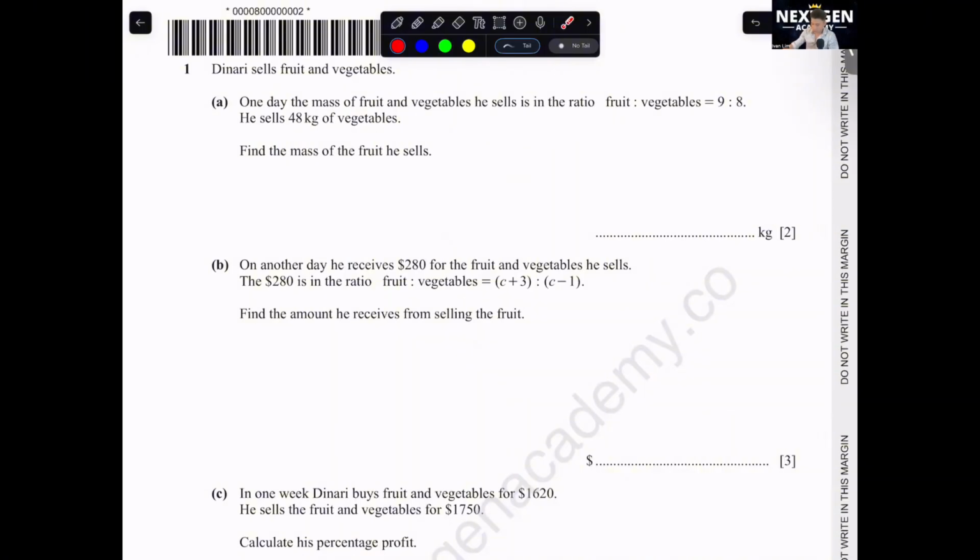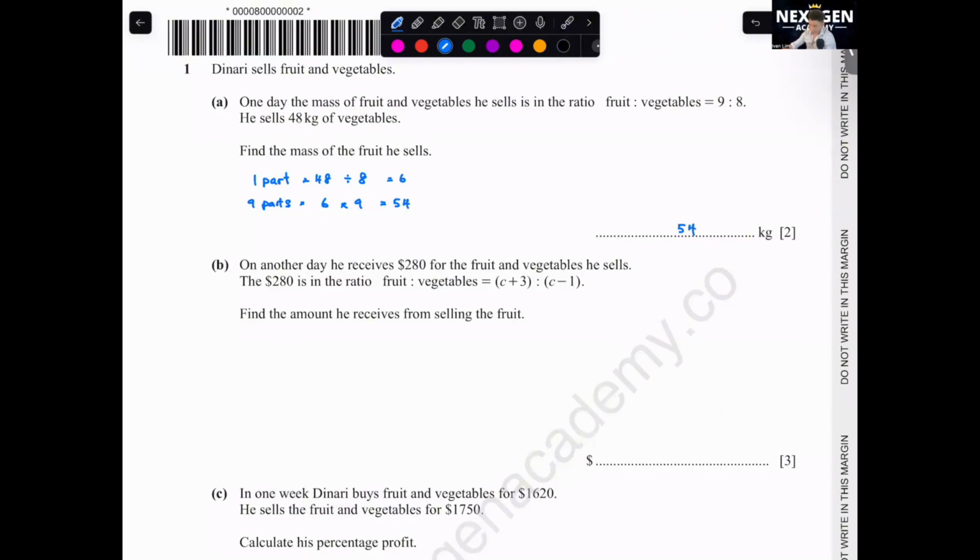One day, Dinari sells fruit and vegetables. The mass of fruit and vegetables he sells is in the ratio fruit to vegetables 9:8. He sells 48 kg of vegetables. Find the mass of the fruit he sells. We do the simple way, which is we're going to find what one part represents in kg first. So 8 parts represents 48. We take 48 divided by 8, which equals 6 kg. Then fruit has 9 parts, so you take 6 times 9, which equals 54 kg.